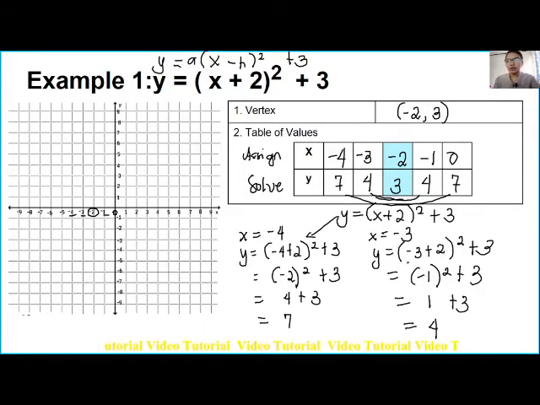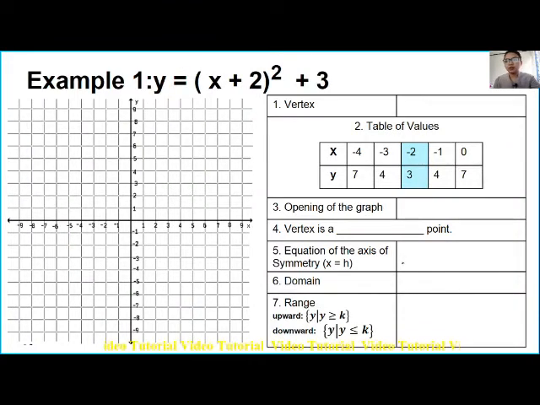So after solving for the table of values, we are now ready to plot the points and graph the quadratic function. So let us first write again the vertex, which is negative 2, 3. Let us plot the points, starting with negative 4, 7. Negative 4 on the x-axis and then positive 7 on the y-axis. So this will be our point. When plotting the points, do not forget to label the point, which is negative 4, 7. After negative 4, 7, we also have negative 3, 4. So this is negative 3 and then positive 4. And then don't forget to label negative 3, 4.